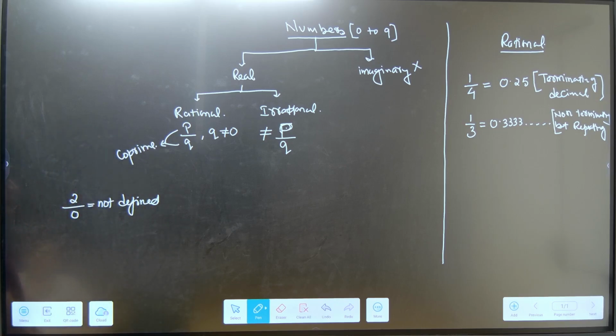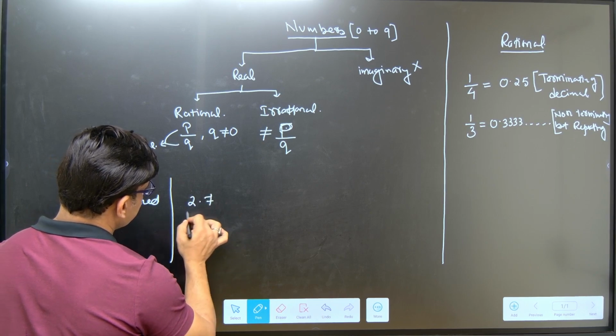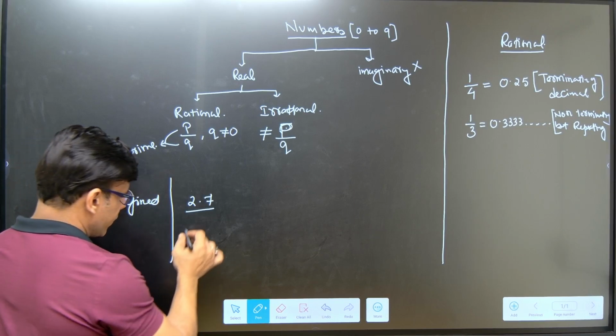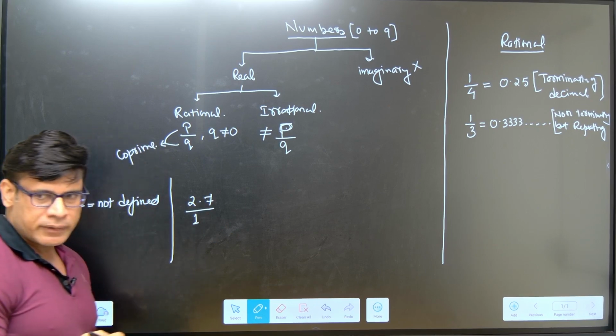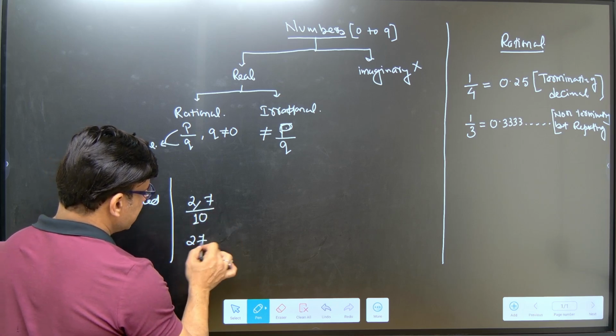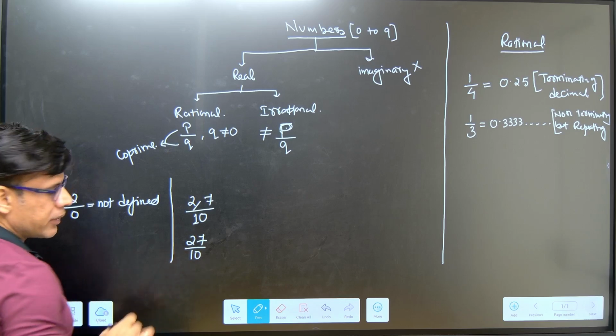You cannot write an irrational number in the form of P by Q. P has to be some integer number, Q also has to be some integer number. I tell you why. Suppose I give you the number 2.7, and I ask you to write it in the form of P by Q. We write 1 in the denominator, and after the decimal, one digit, so we put one 0 for it. This gives you 27 by 10. Now this number is in the form of P by Q.